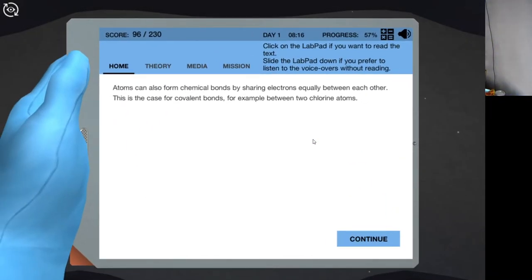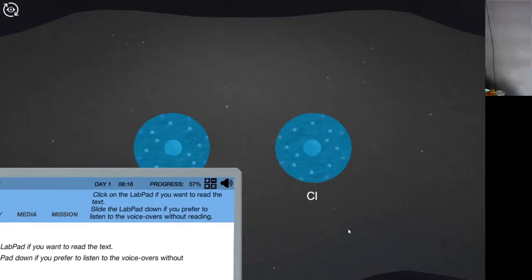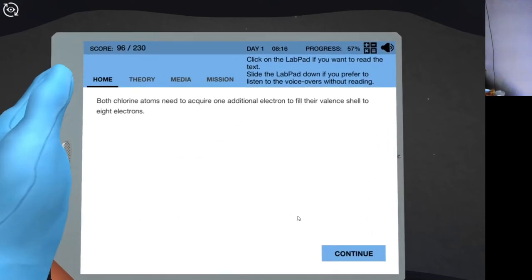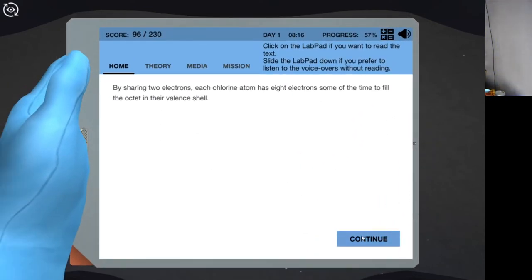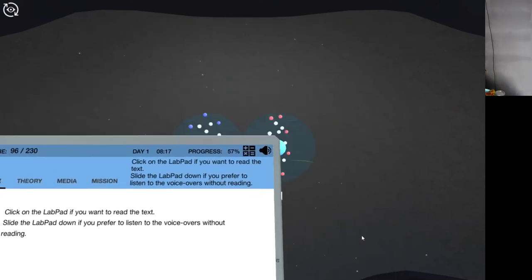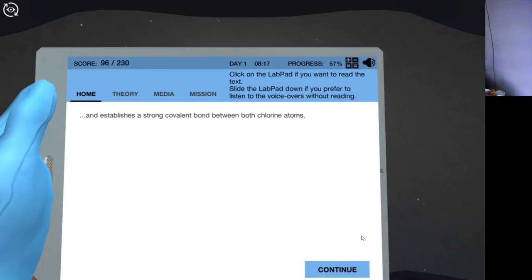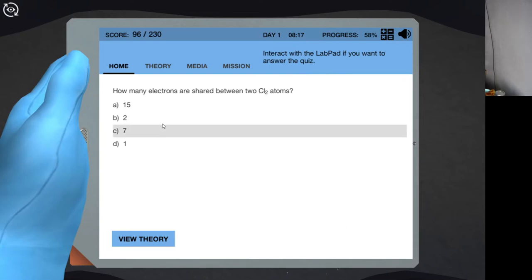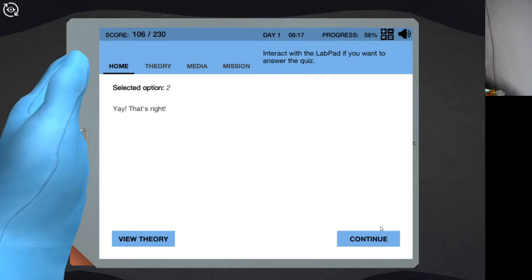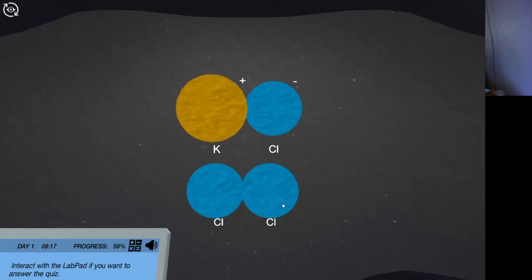Atoms can also form chemical bonds by sharing electrons equally between each other. Those are covalent bonds. Both chlorine atoms share two electrons, each shared electron establishing a strong bond. In summary, in covalent bonds, how many electrons are shared between two Cl2 atoms? Two. They both have one to give, so they share two.